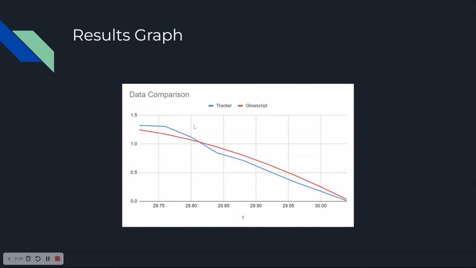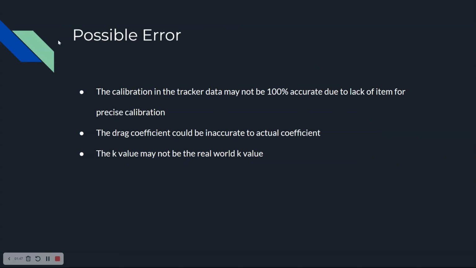And as you can see, they're pretty close, which goes to show that the GlowScript model pretty accurately computed what happened in the real world. Even though these differences are visible, they're pretty minimal, so I would say overall it's a good computational model. Of course, it wasn't perfect though.